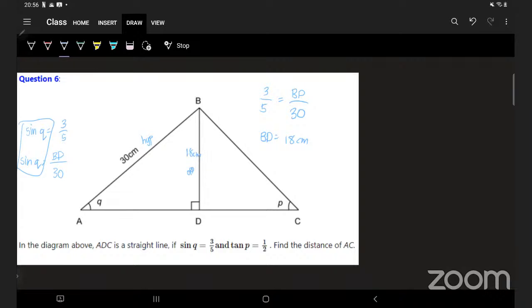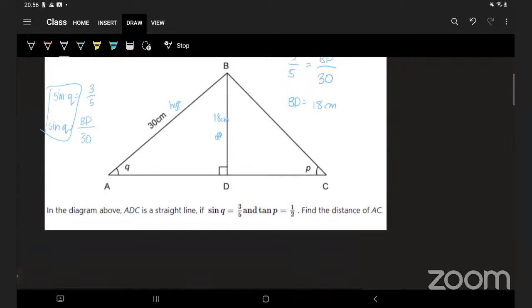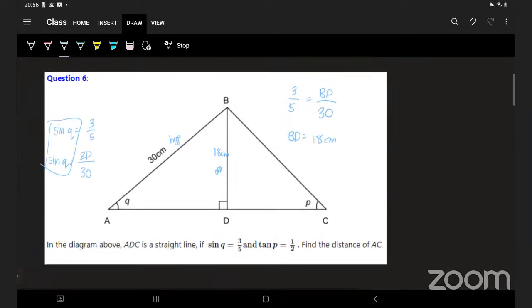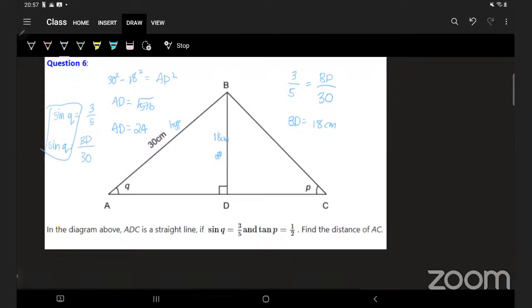And now it wants us to find the distance of AC. So we can actually find the distance of AD first just by using 30 squared minus 18 squared is equal to AD squared. So we'll be getting 30 squared minus 18 squared. So AD should be equal to square root of 576, and that should just be 24. All right, so AD is 24.